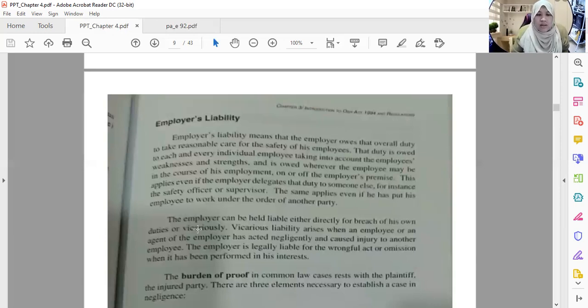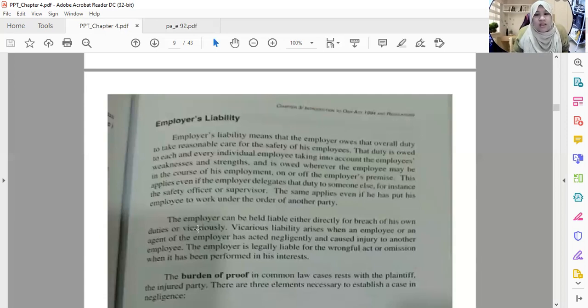And they say in here this applies even if the employer delegates that duty to someone else, for instance the safety officer or supervisor. So even though the duty supposedly lies with the managers or maybe the top management, who are so called the employers, it still applies if, for example, they delegate the task to the safety officer or supervisor. The safety officer or supervisor still has to actually monitor, and it is their responsibility to take care of you.